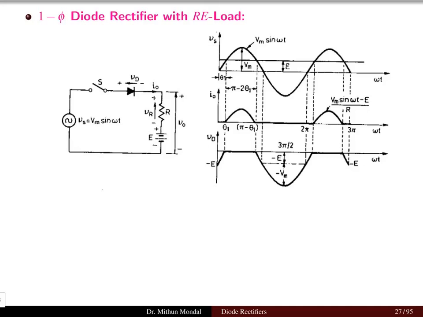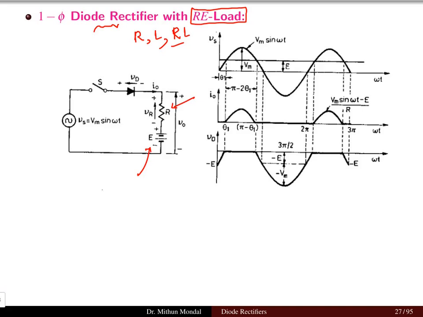Welcome to the new lecture in power electronics. We were discussing the diode rectifiers with various loading conditions. In the previous few lectures we discussed R load, the inductive load and the combination of RL load. In this lecture, let us see what happens when the load consists of one resistance and a DC source.